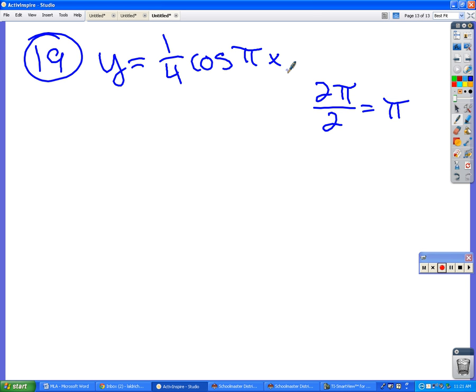Wait, so there wouldn't be a period in the equation for 20? Like, there wouldn't be a pi in there, you mean?